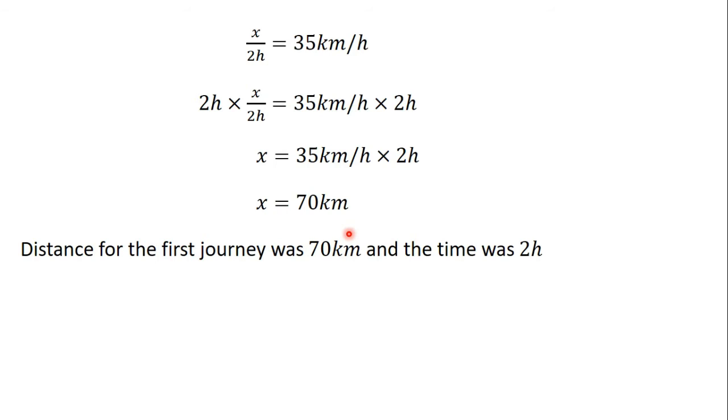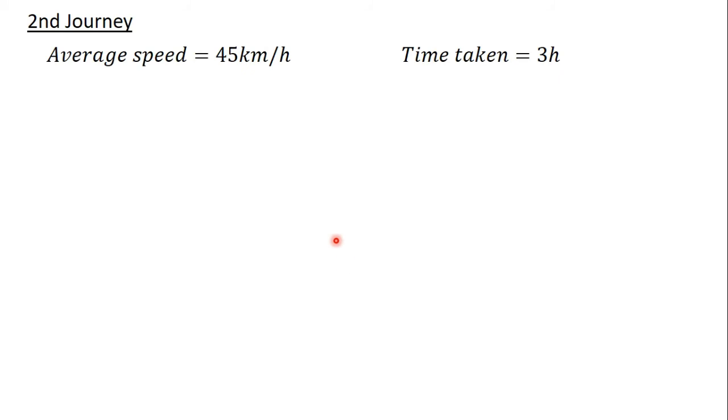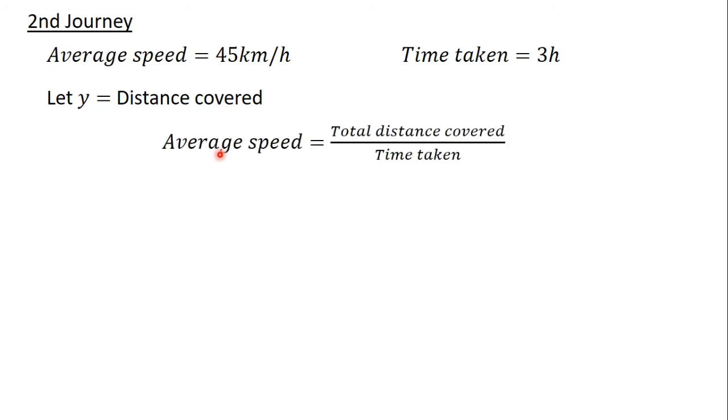So it means that for the first part of the journey, the cyclist covered 70 kilometers in 2 hours. We now have the distance for the first part of the journey. We need the distance for the second part. For the second part, the average speed changed to 45 kilometers per hour, and the cyclist spent 3 hours. So let's find the distance. Let's represent that with a variable, y. We know that average speed is equal to total distance covered divided by time taken.